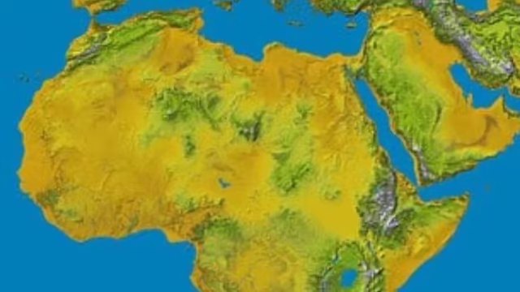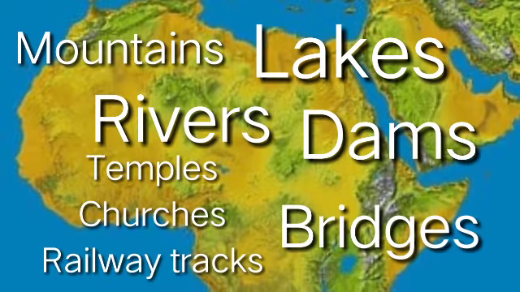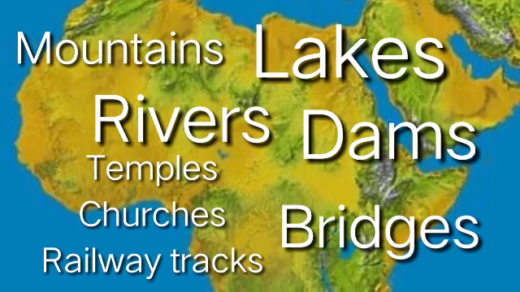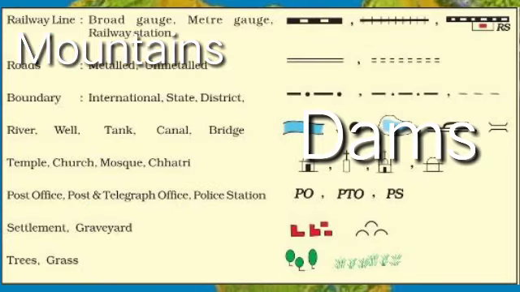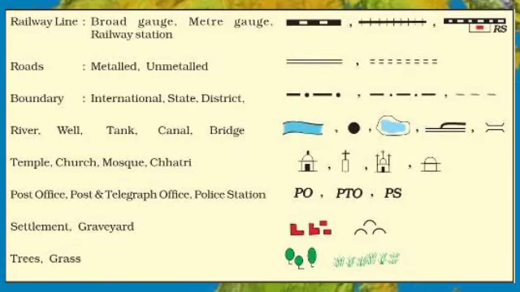Next one is symbols. There is not enough space on a map to show mountains, rivers, lakes, bridges, dams, temples, churches, railway tracks, etc. However, a map has to show a variety of things like railway lines, roads, boundaries, rivers, wells, tanks, canals, bridges, etc. Different kinds of symbols are used, as you can see on the screen, for post office, for church, for temple, for grass, for trees. All different symbols are used. So without symbols, maps are not complete. Symbols are necessary elements of a map.